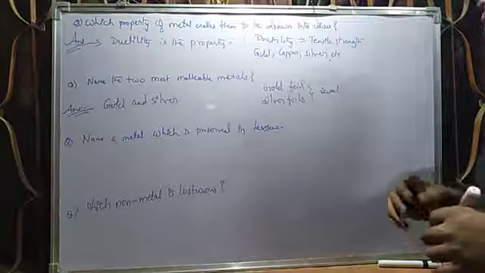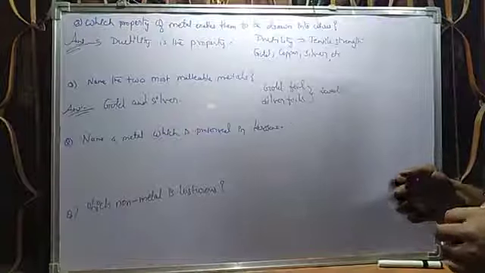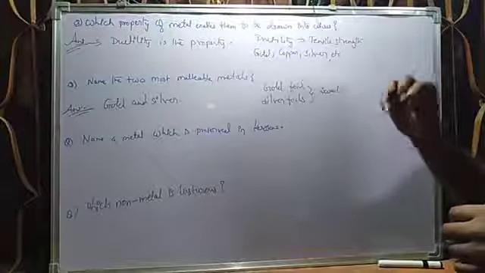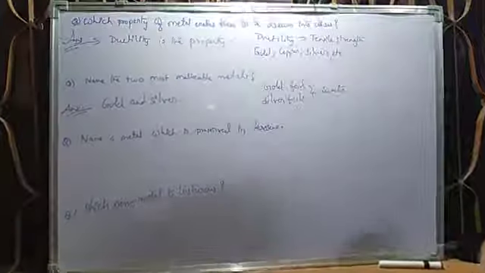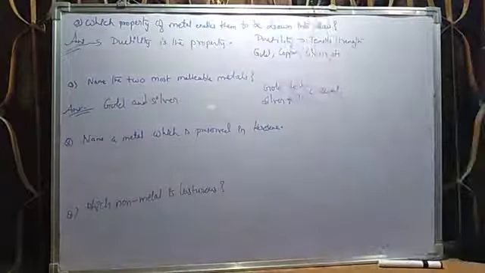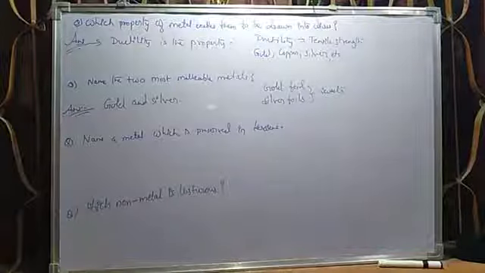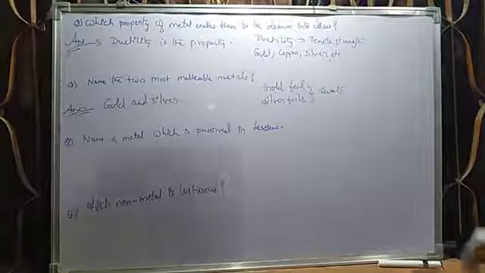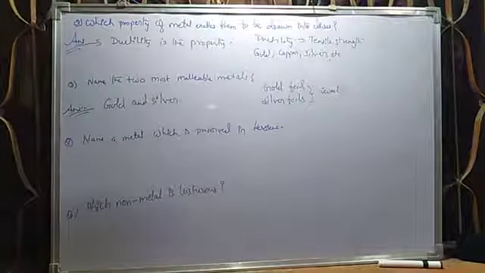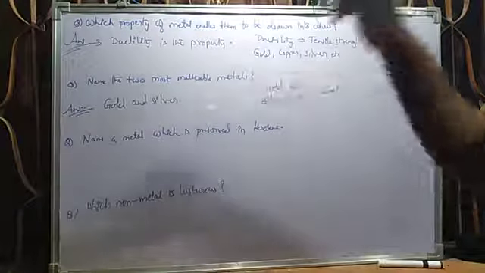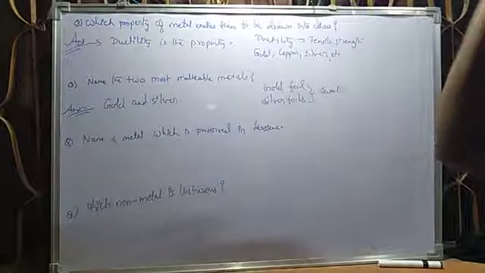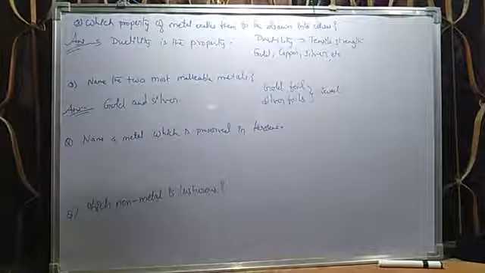These foils are very thin, much thinner than our hair also. This property of being hammered into very thin sheets is generally found with gold and silver. They can be easily beaten into very thin sheets.